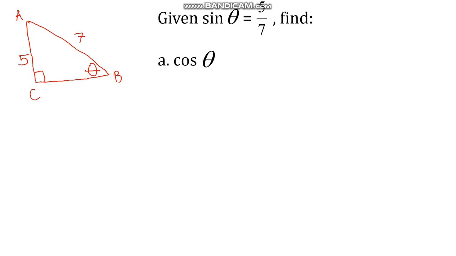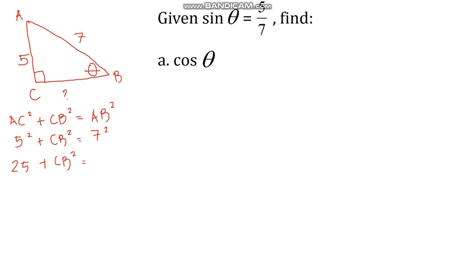So that when you solve for the sine of theta, it's the opposite over hypotenuse. So it's 5 over 7. Now that we have the two sides here, we need to identify CB, which is the remaining side. So let's use the Pythagorean Theorem here again. So it's AC squared plus CB squared equals AB squared. So AC is 5 squared plus CB squared. We don't know that. And then we have here 7 squared. So this is 25 plus CB squared equals 49.